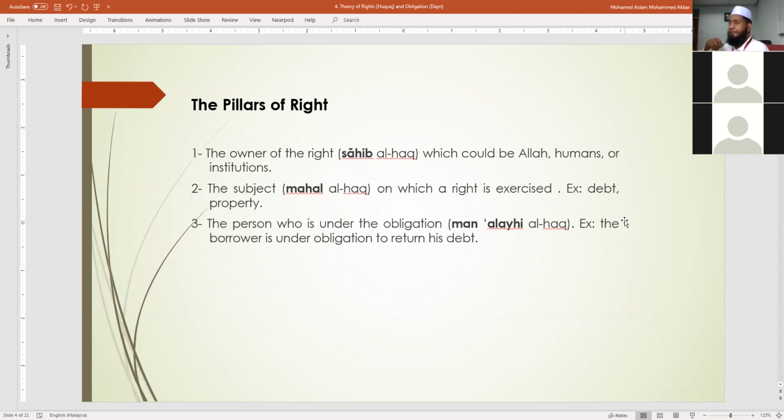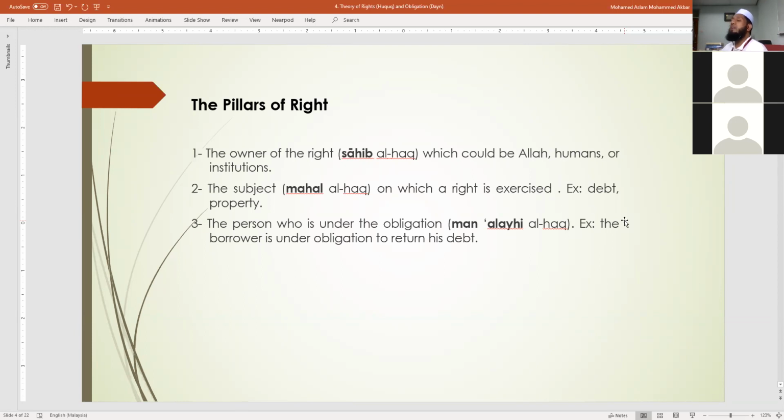Sir, why is that man alayhi haq? Why not man alayhi dain? Okay, that's a good question. Why is it haq? Because the word haq can always cover all sorts of obligations, not only money-related obligations, not only the silatul rahim obligations, not only the worshipping obligation, so it will cover everything. That's why the word haq can also mean responsibility, duty, or obligation.